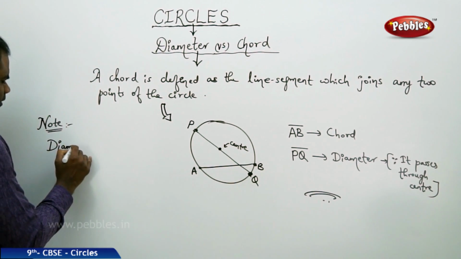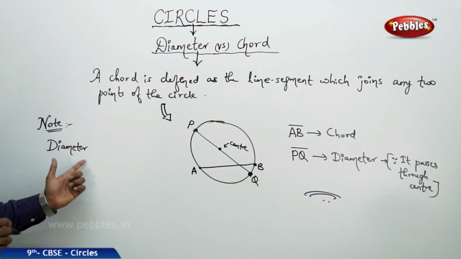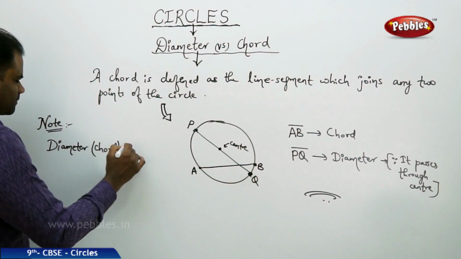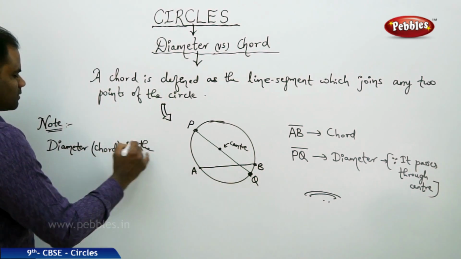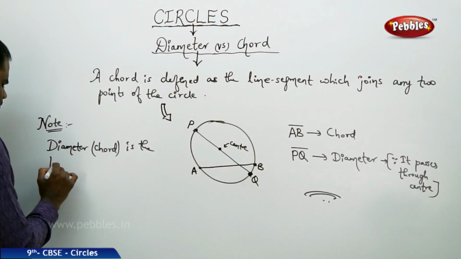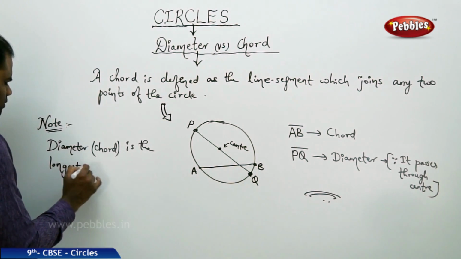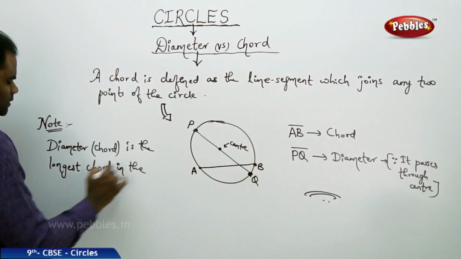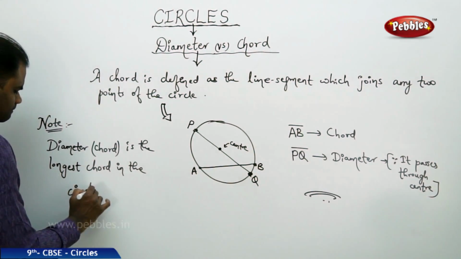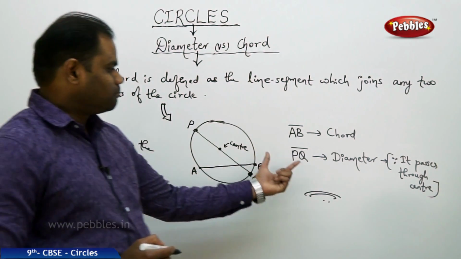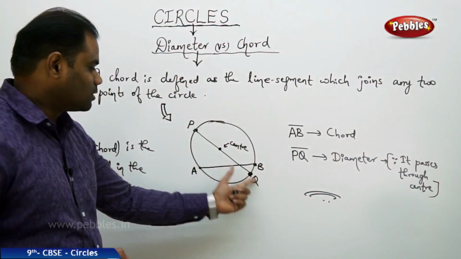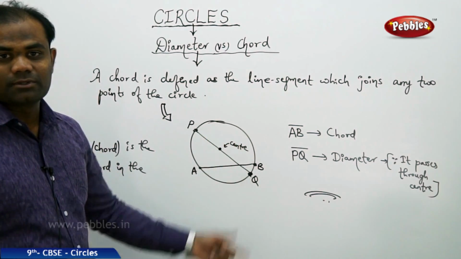So here I make the learning outcome that diameter, which is nothing but a chord, is the longest chord in the circle. So AB, PQ are the chords in which PQ is the longest chord because it is a diameter passing through the center.